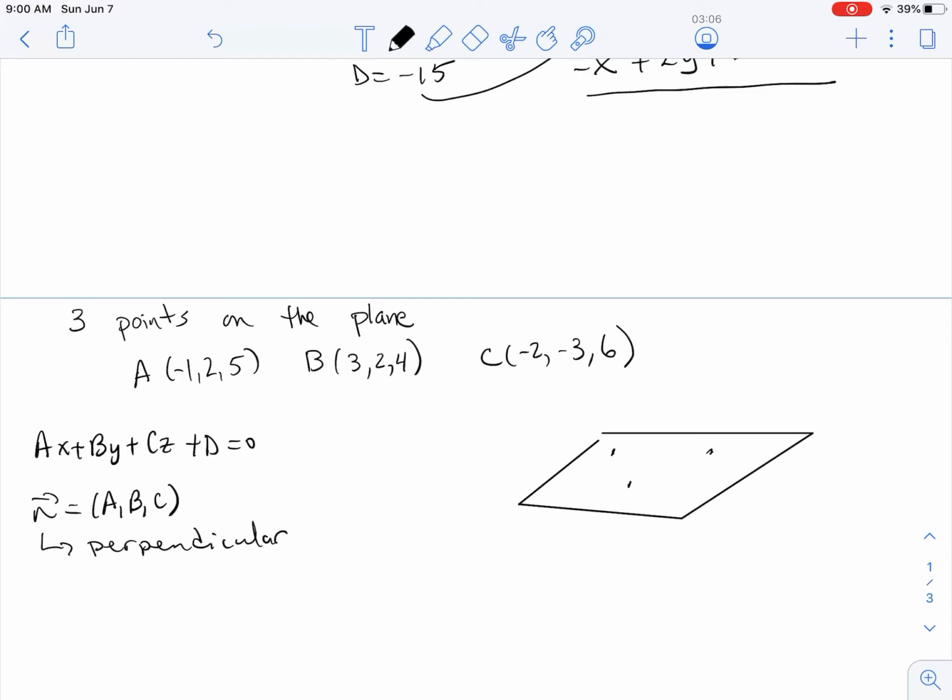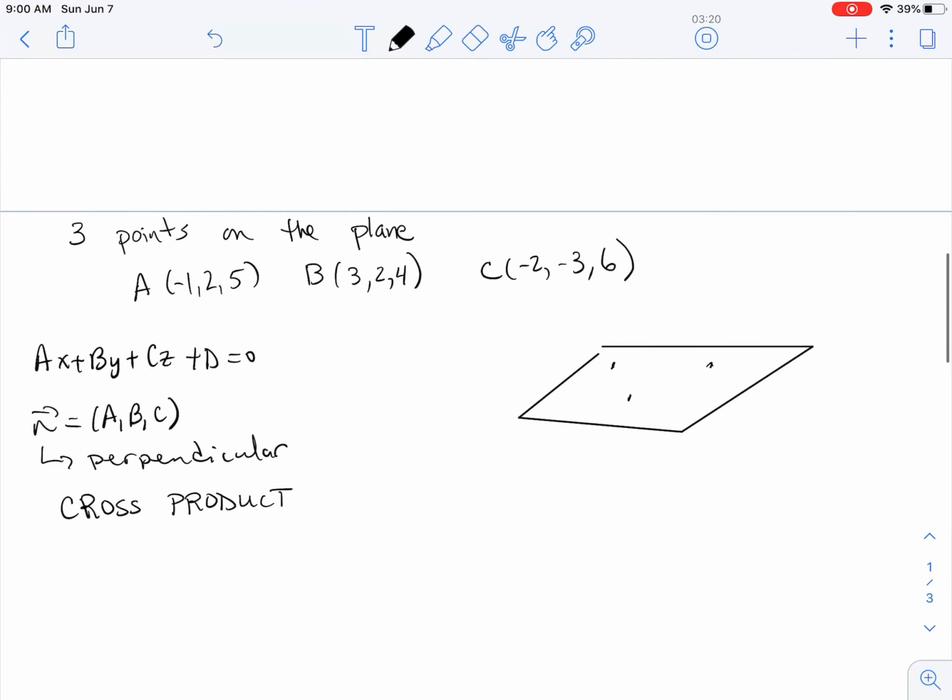So how do we generate perpendicular vectors? Well, what we're going to have to do in this situation is use a cross product. Because the cross product is how we generate perpendicular vectors, two lines and out of planes. So again, you're going to have to come up with two vectors here. Any combinations that you want. So I'm going to go with AB.